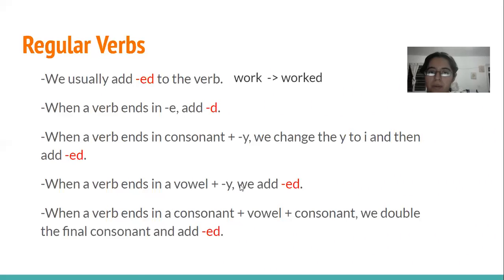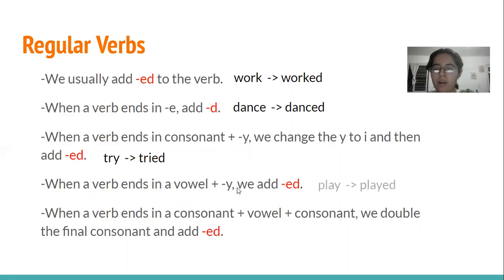So here are the examples. Work, worked. We usually just add ed. Next one, dance, danced. Ends in e, we just add the d. Then the next one is consonant plus y. Try: consonant plus y, we change the y to i and add ed. Try, tried. Then a vowel and y, we add ed. Play, vowel, y, played.